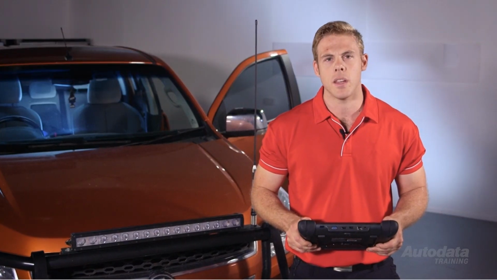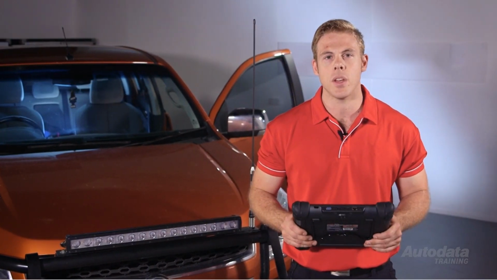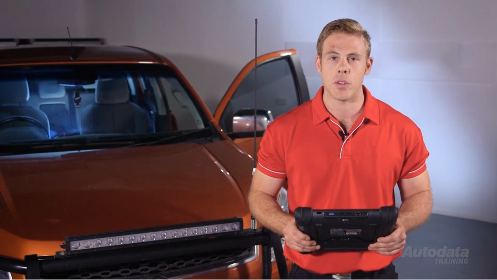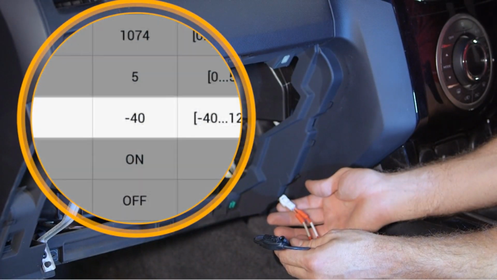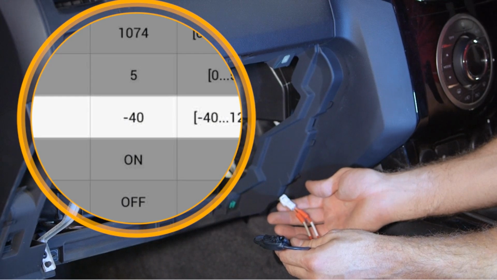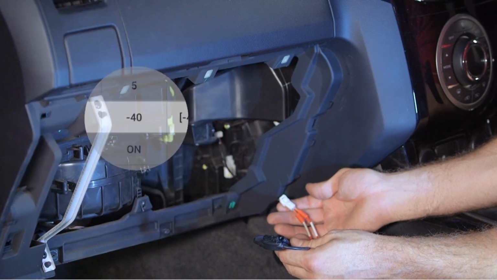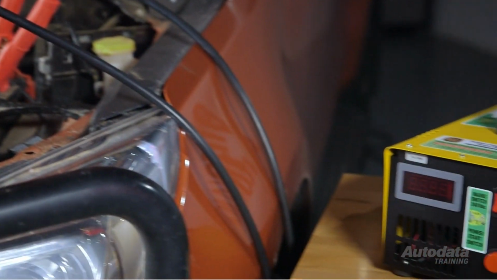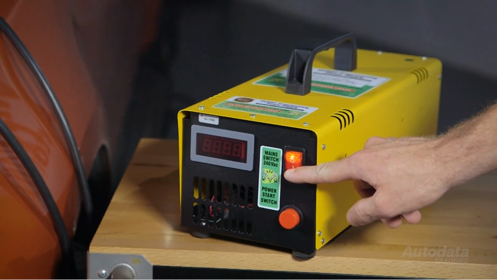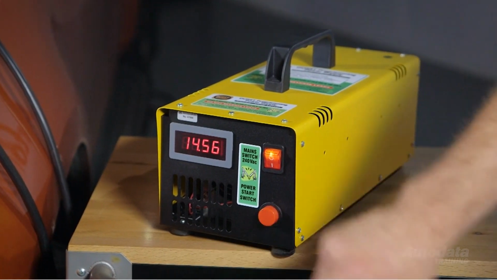If these values are seen, we have proved that the circuit is functioning correctly. The most likely cause will be the sensor. If the values on the scan tool didn't change, we will need to further diagnose the circuit. Before commencing the following tests, connect a battery maintainer to the vehicle. This will ensure stable voltage readings.